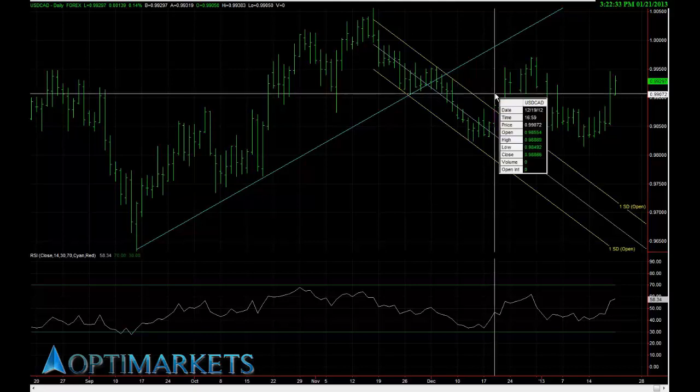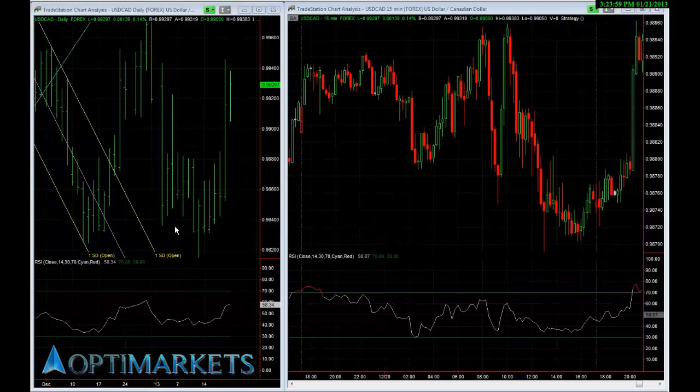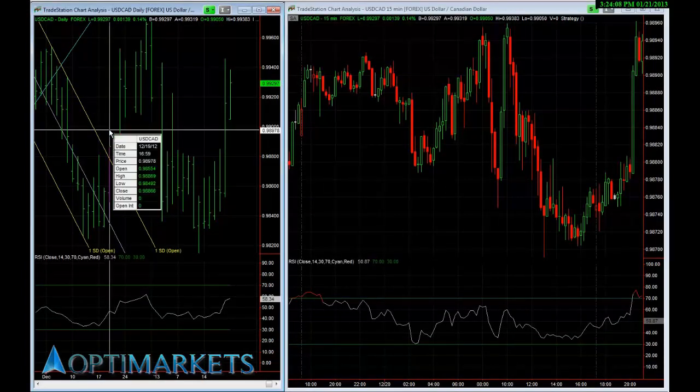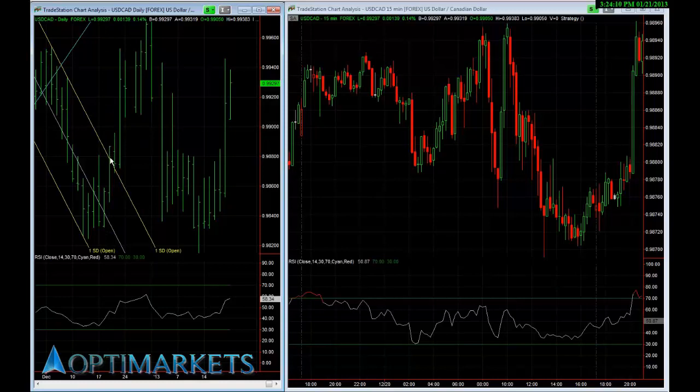Now, you can see that December 19th was the day we closed above that down regression channel, and on December 20th we closed above it again, but retested the touch of it. So you could see December 20th was the real key bar to play this move to the upside.